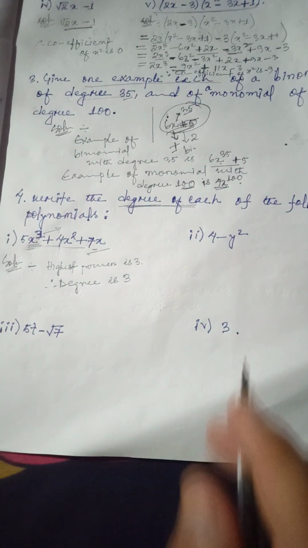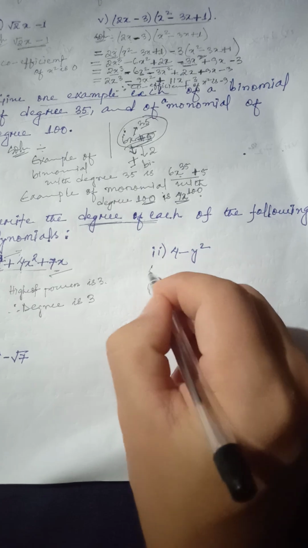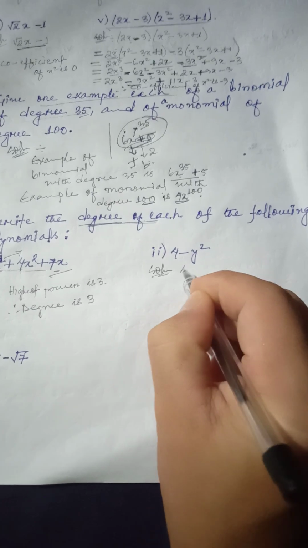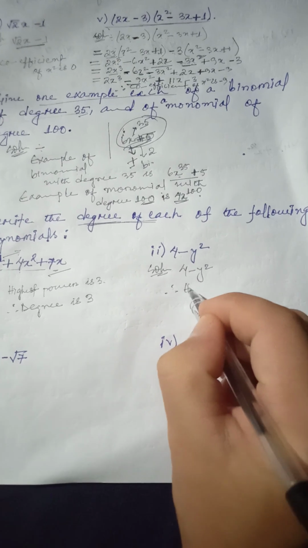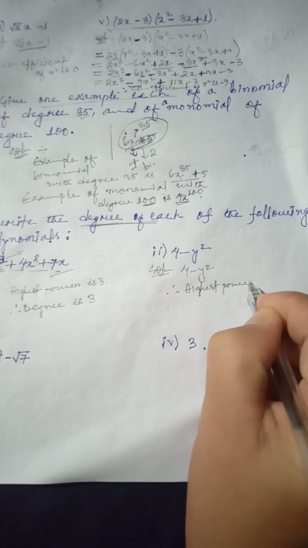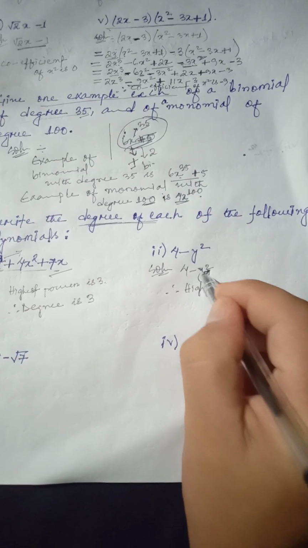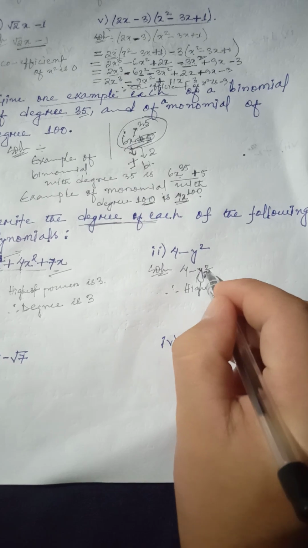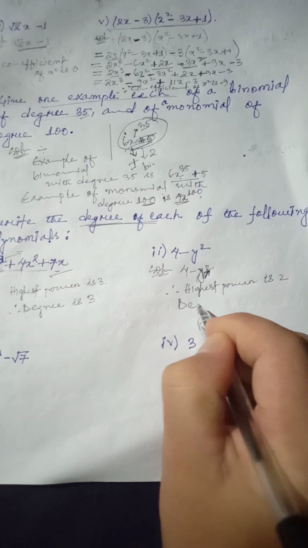Okay, and even here we can use the same process. Solution: 4 minus y squared. Here the highest power that we have is 2. The power that y has is 2. That means the highest power will be 2 and the degree will be 2.